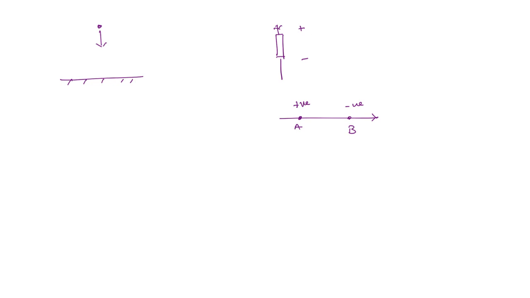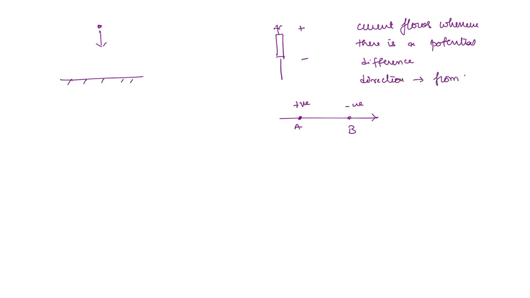So whenever polarity is given, it means that the current will automatically move from the positive to the negative polarity. Okay. So current flows whenever there is a potential difference. Okay. And what about the direction? This is from positive polarity to negative polarity.